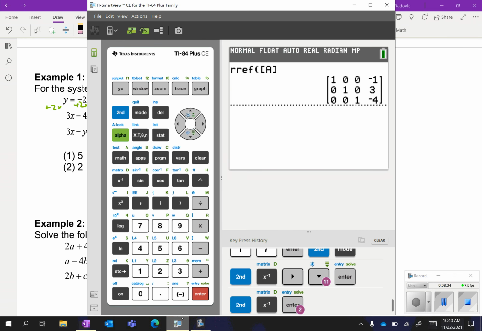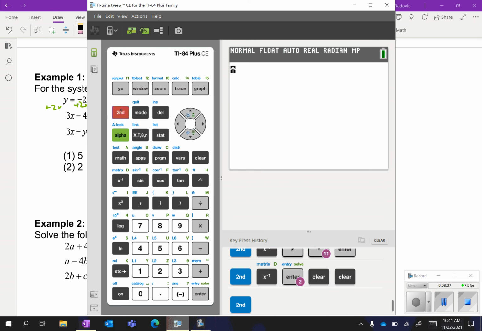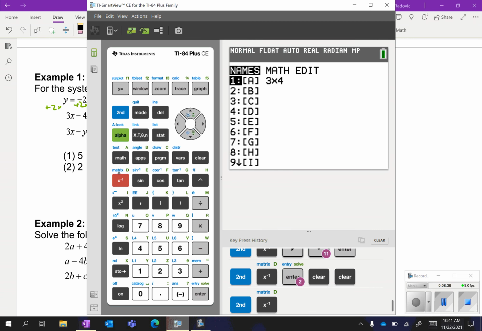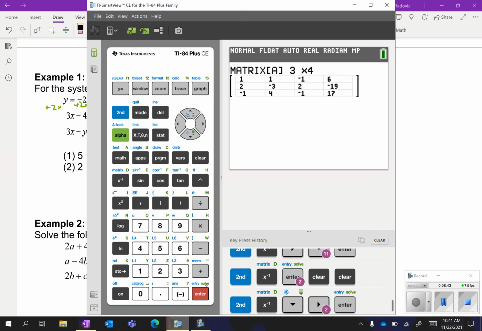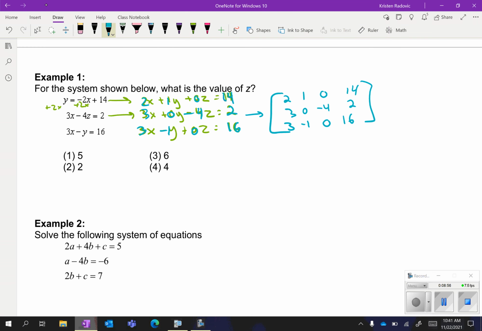Now, when you go to second matrix and you go to edit, we're still editing matrix A. Always just keep matrix A. All of your dimensions are already set up. It's always a 3 by 4. You're going to type in all the numbers from this matrix.